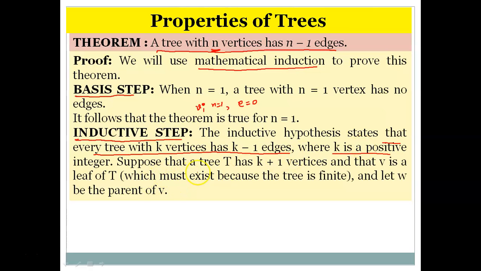Now we suppose that a tree T has k plus 1 vertices. We want to show that the result holds for k plus 1 vertices. If the result holds for k plus 1 vertices, we shall put n equal to k plus 1. And what should happen then? If we take n equal to k plus 1, then k plus 1 minus 1 means k edges. That means a tree with k plus 1 vertices must have k edges. So we shall prove this fact.